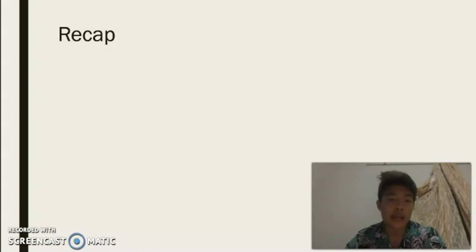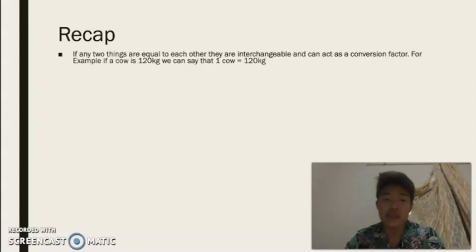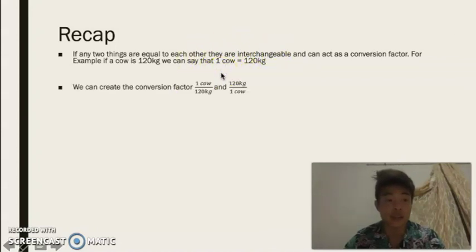So let's do a quick recap. If any two things are equal to each other, they are interchangeable and can act as a conversion factor. A conversion factor doesn't always have to be two units such as kilometers and meters. It can just be two things that are equal to each other. For example, if a cow is 120 kilograms, we can say that one cow equals 120 kilograms, and this would be a conversion factor. So we can say that one cow over 120 kilograms equals 120 kilograms over one cow, since the cow weighs 120 kilograms.